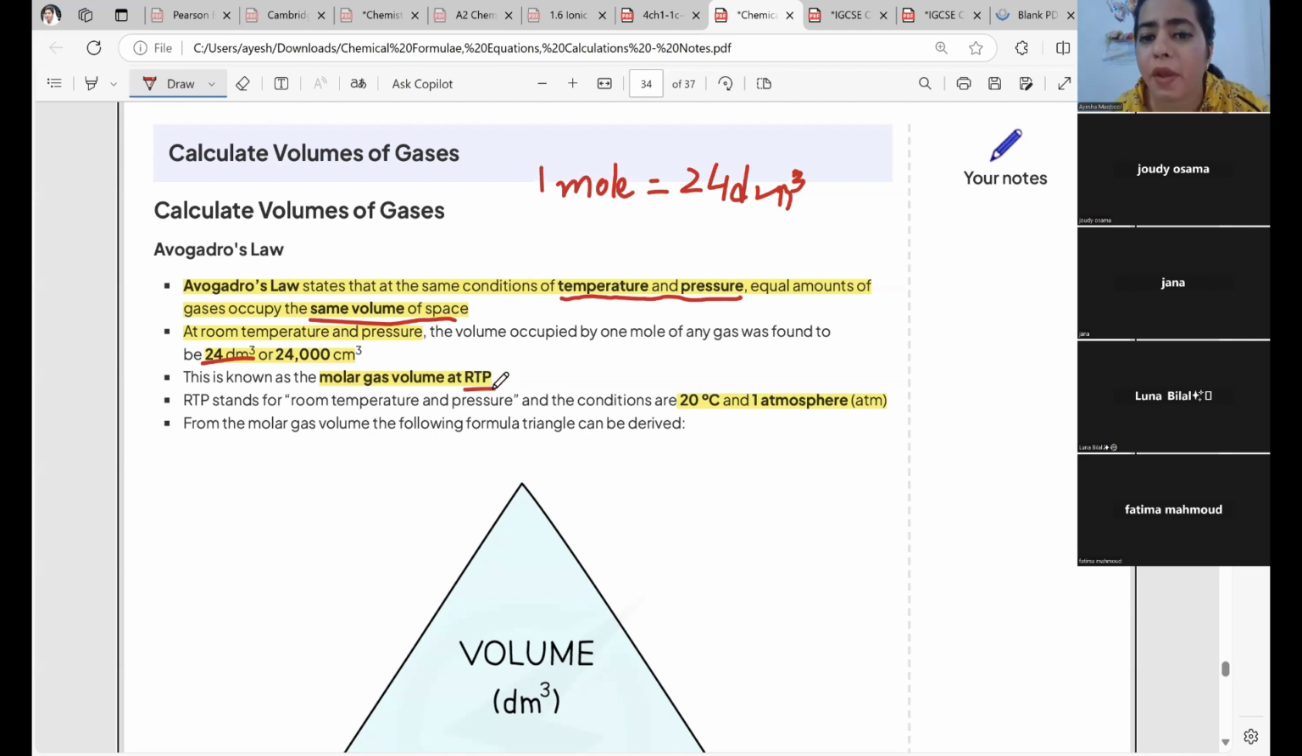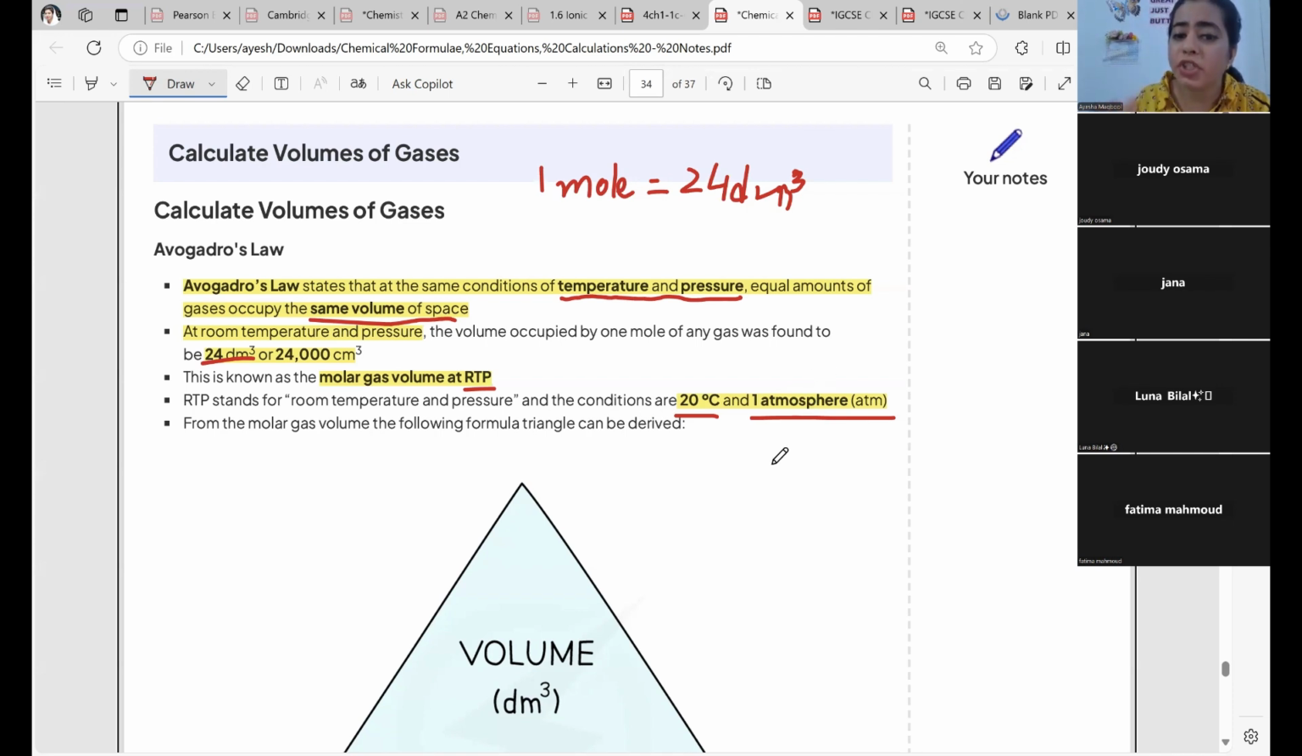Specific condition. What is room temperature and pressure? Room temperature should be 20 degrees Celsius and pressure should be 1 atm or 1 atmosphere. If we have these two conditions, during these conditions, 1 mole of any gas is going to have 24 dm cube volume.